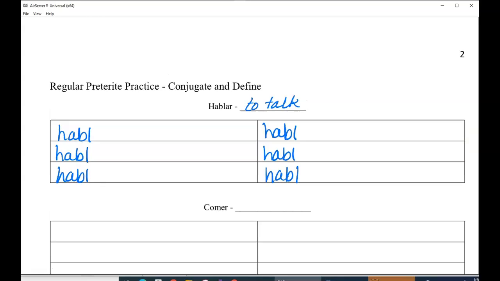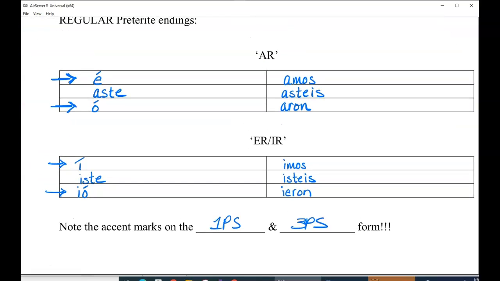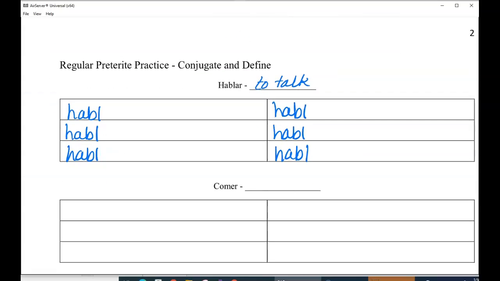Then I'm going to scroll back up on my notes. This is a really important part to memorize. I'm using these AR endings right here. So I can go back down and add those endings to the end. So I have hablé, don't forget that accent mark, hablaste, habló, hablamos, hablasteis, and hablaron.